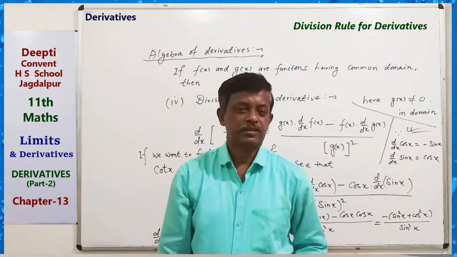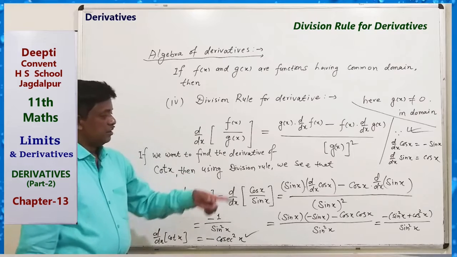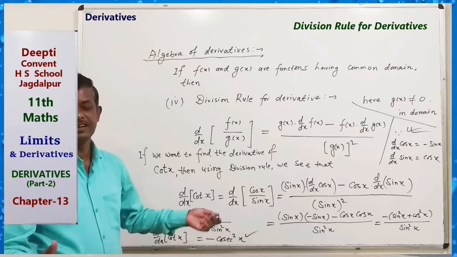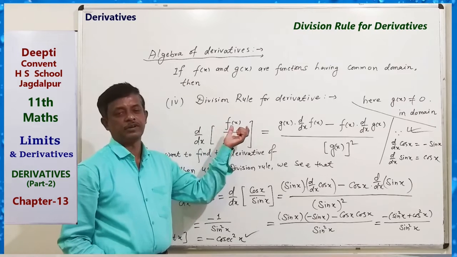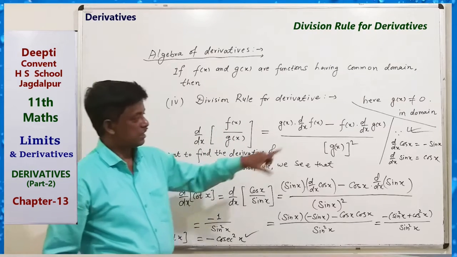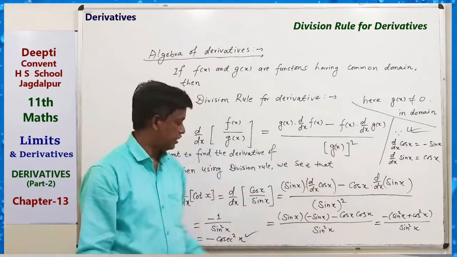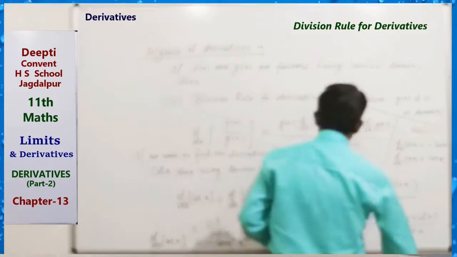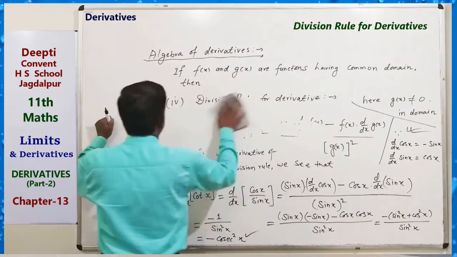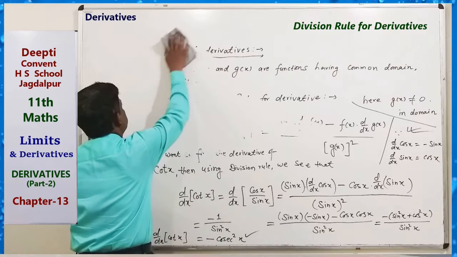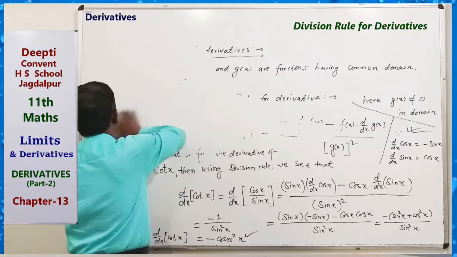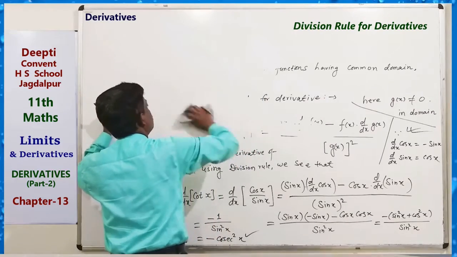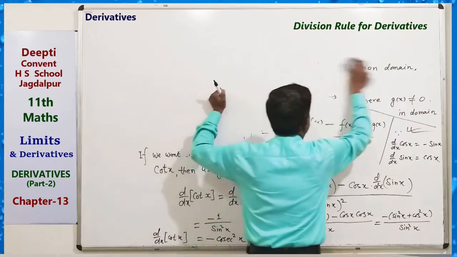Clear? The division rule can be used for finding the derivative of rational type functions. If we know the derivatives of sin x and cos x, then we can find the derivative of cot x. This formula is very useful for the derivative of a rational function, that is the division rule, and also the product rule, that is u into v. So remember these two formulas.